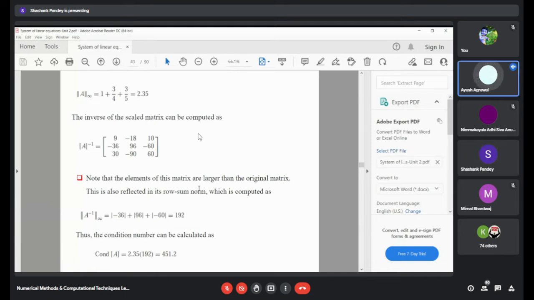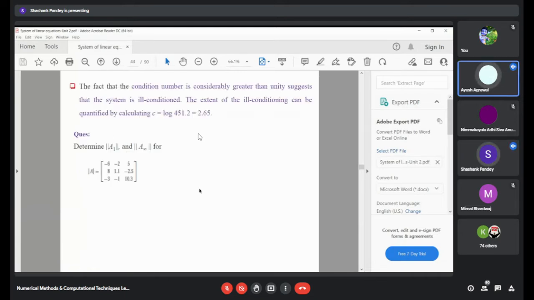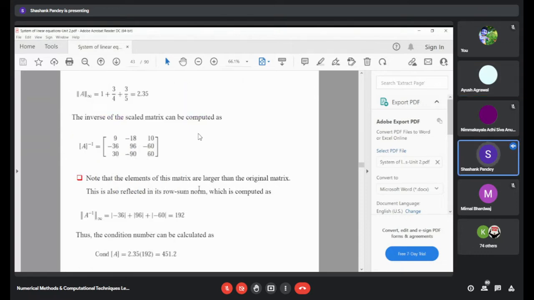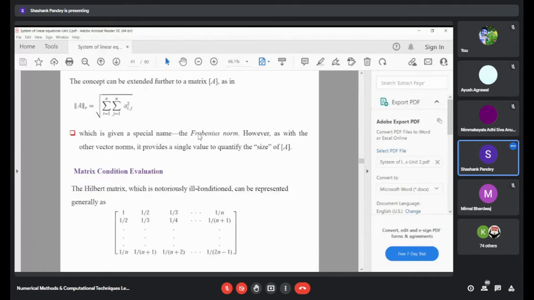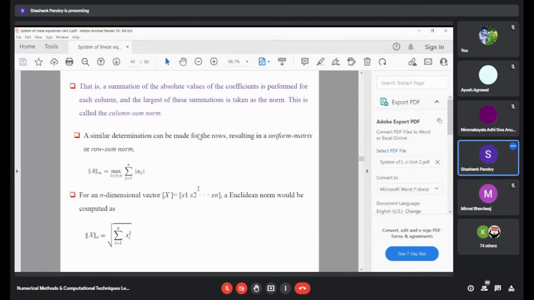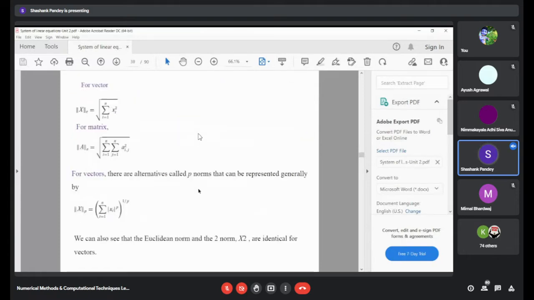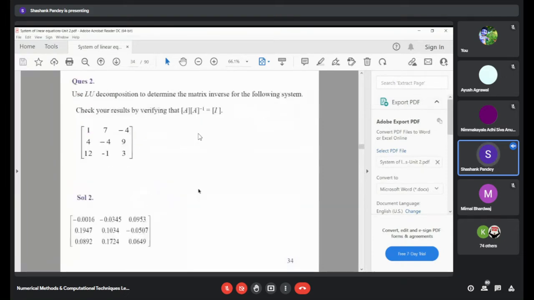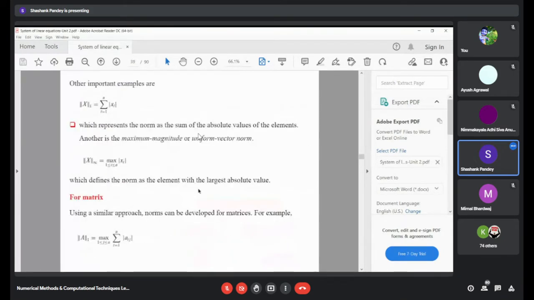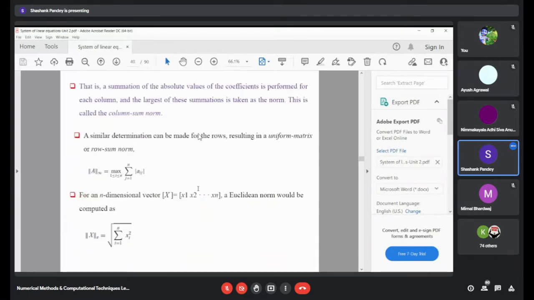Sir, even if we are finding the column sum norm, should we normalize the first row? No, not the first row, your column. Sir, if we are finding a column sum norm, here you have normalized the row. Here you have normalized this row. Wait for a minute. We have seen the row sum norm here. So please have a look at this row sum norm.